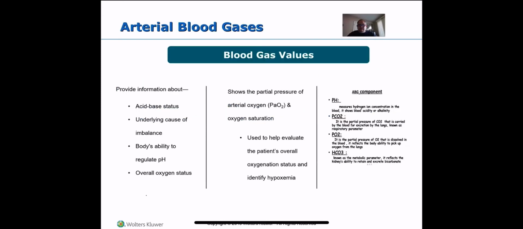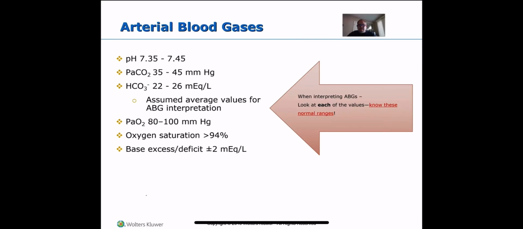All right, blood gas values. This will help you determine the acid-base status, the underlying cause of the imbalance, and your body's ability to compensate for it. Some numbers you really need to know: your pH has to be between 7.35 and 7.45. We talked about that in the last lecture. Your CO2 needs to be 35 to 45, and your bicarb is 22 to 26. These are the numbers you should always be looking at when doing ABG interpretations.